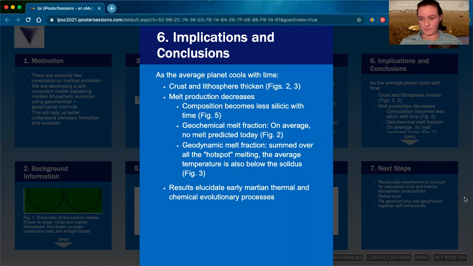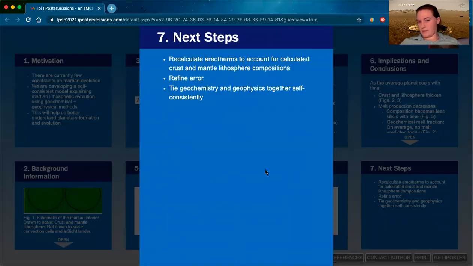The next steps for this project will be to recalculate these geotherms, and we will do this to account for the calculated crust and mantle lithosphere compositions. And so what this means is we calculated the temperature based on the elements that we thought were in the crust and mantle. But now we see that that has changed based on our melt model. And so we'll take those changes into consideration and recalculate the temperature to see how the temperature changes. We will also refine the error, so we'll just make sure that the error that we have presented here is the most accurate error that we have.